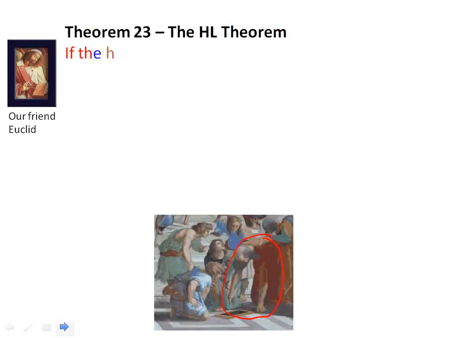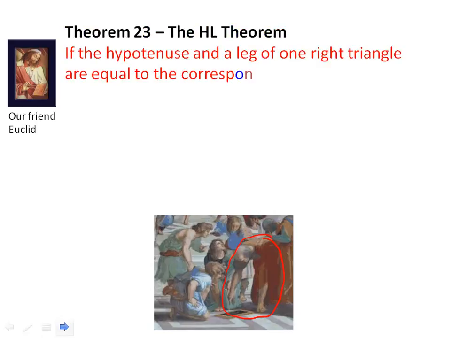Here's our friend Euclid again. And then the picture at the bottom is a cutout of a famous painting by the painter Raphael of great minds of the ancient world. This is Euclid here demonstrating to some of the others how to do a construction with a compass. You should go look at that picture sometime. It's quite interesting. Anyway, theorem 23, the HL theorem.